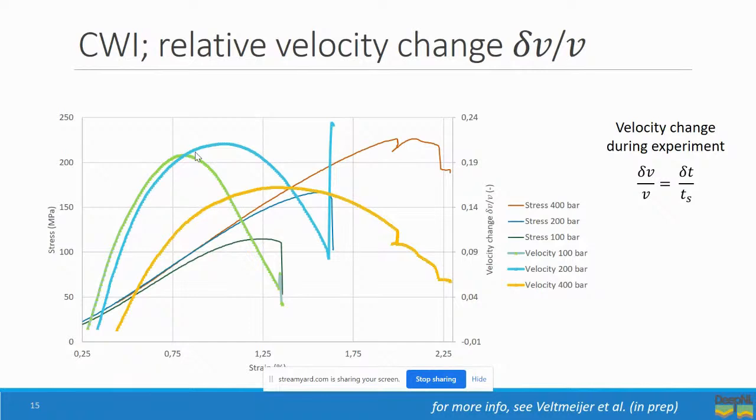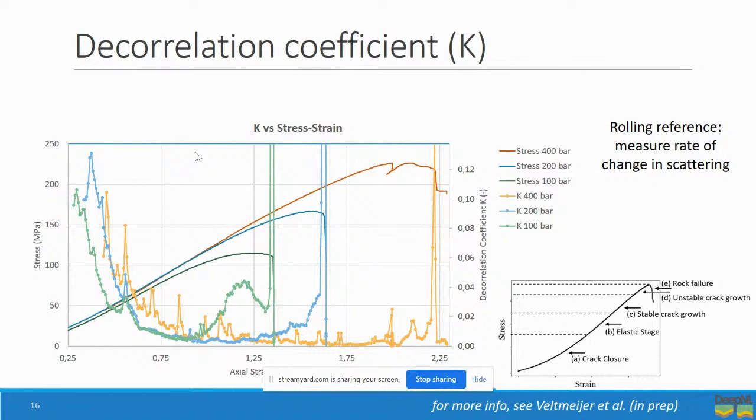And then we also looked at the decorrelation coefficient. And remember, how similar the seismic wave is from measurement 1 to the next measurement. And then you can also see a consistent pattern in the data. In the beginning of the experiment at low stress conditions, you always have a lowering of the decorrelation coefficient. And so that means that the seismic waves become more and more similar to each other from the measurement at this moment to the measurement a couple of seconds later. So lower values, the seismic waves become more and more similar to each other.